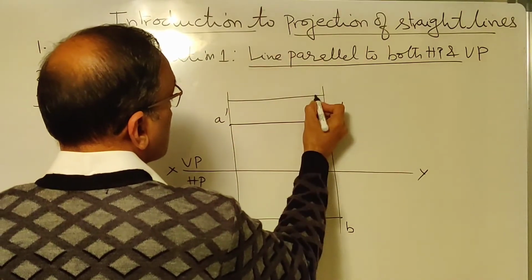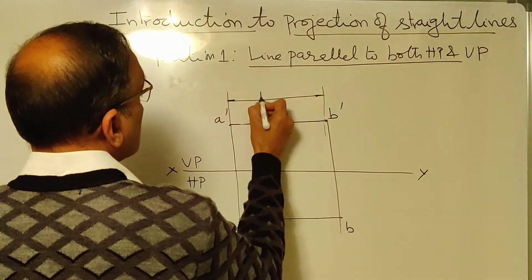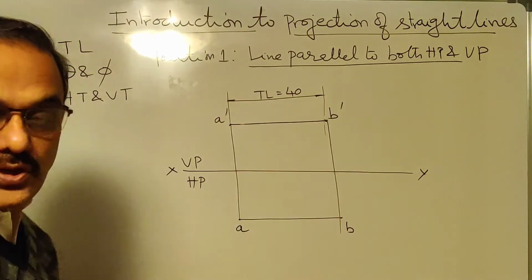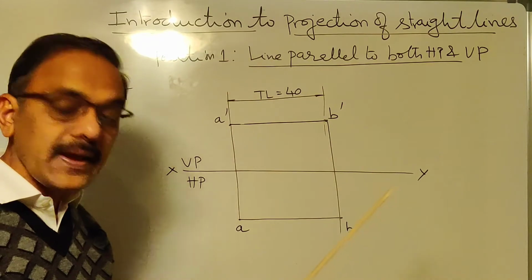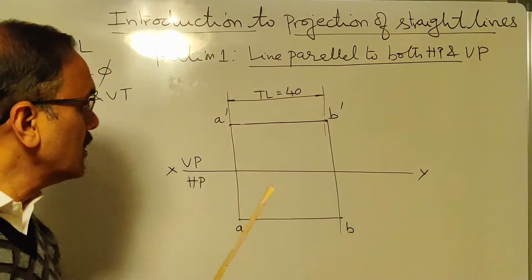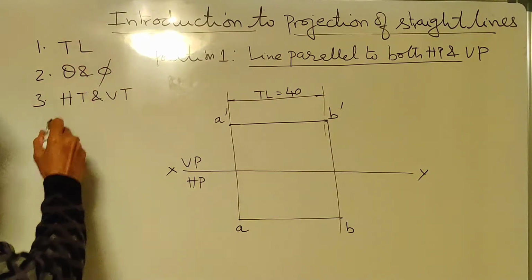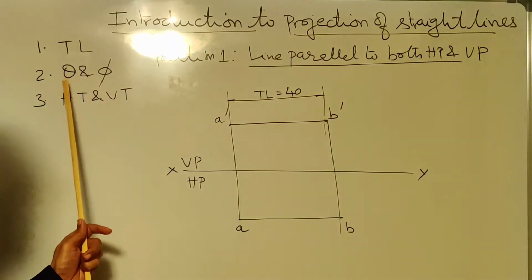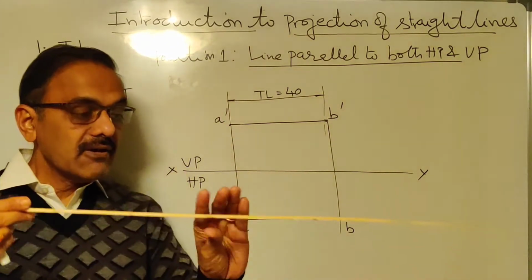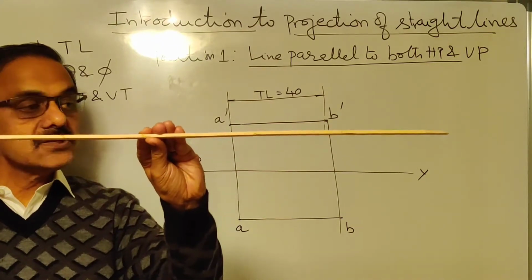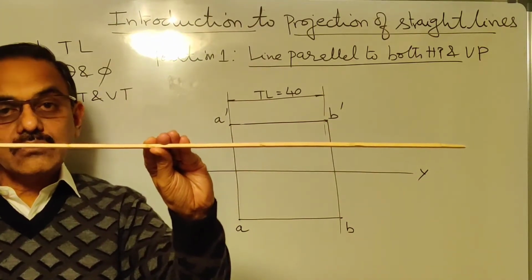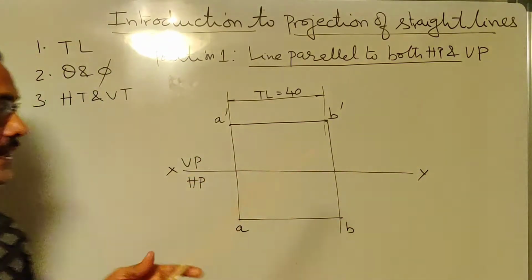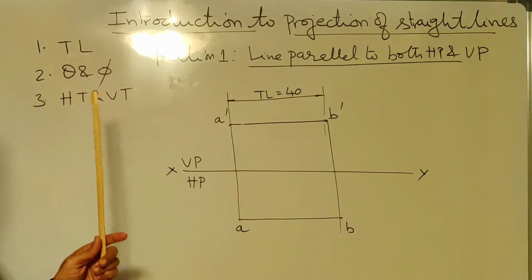So I will just write here some length, let me take true length equal to 40. So the front view is true length, the top view is also true length in this case, when the line is parallel to both HP and VP. So the first thing is done, true length is done. Now let us come to the inclinations. What is theta? The inclination of the line with HP. Now I have kept it parallel to HP, so what is its inclination with HP? It is 0, or you can say it is 180 degrees. Similarly, it is parallel to VP, so I can say the angle phi is also 0 or 180.